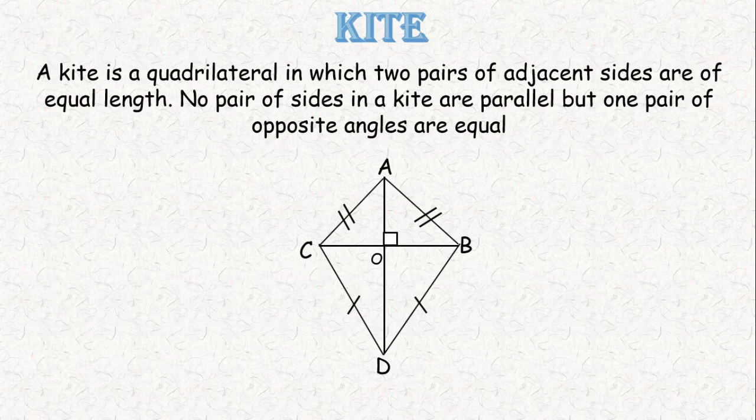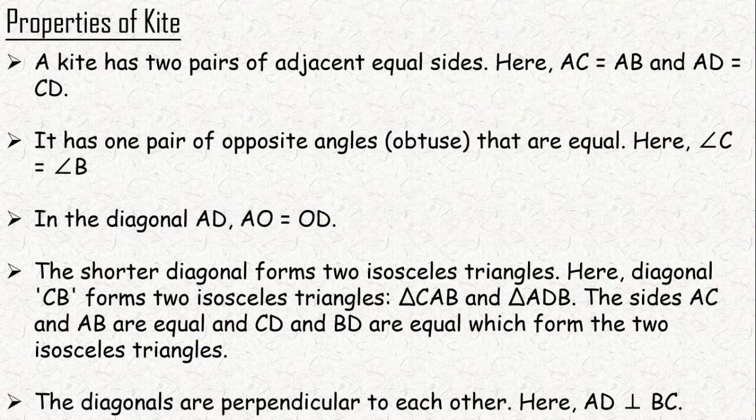Here there is a diagonal, that's diagonal CB. When we don't take diagonal AD and take only diagonal CB, then it makes two different isosceles triangles, that's triangle ACB and triangle BCD. These are the two isosceles triangles. Here in triangle ACB, AC and AB are equal in length, and in triangle BCD, BD and CD are equal in length.